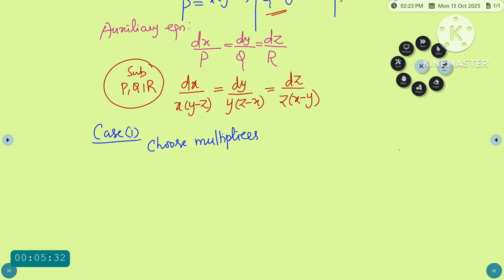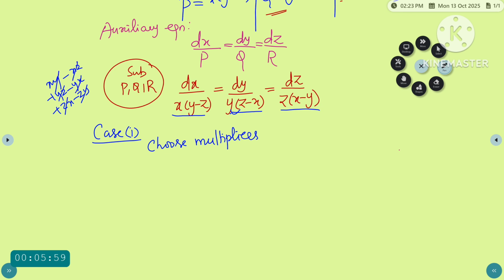In this problem, simply if we add these three denominators, we get xy minus xz, then yz minus yx, then zx minus zy. So yz cancelled, xz cancelled, yx cancelled. So the denominator will vanish.